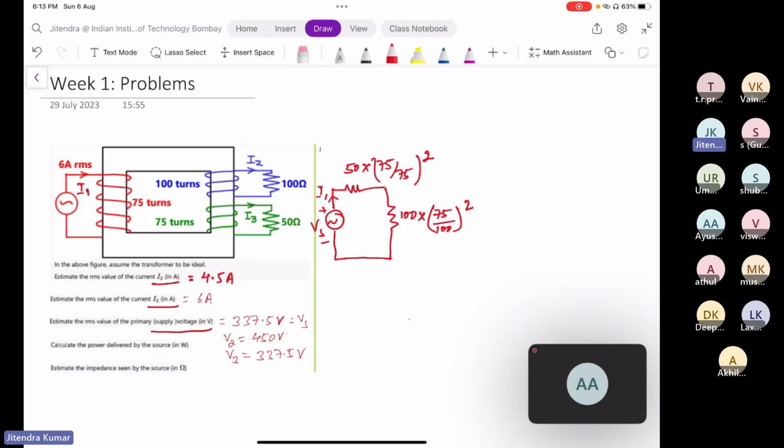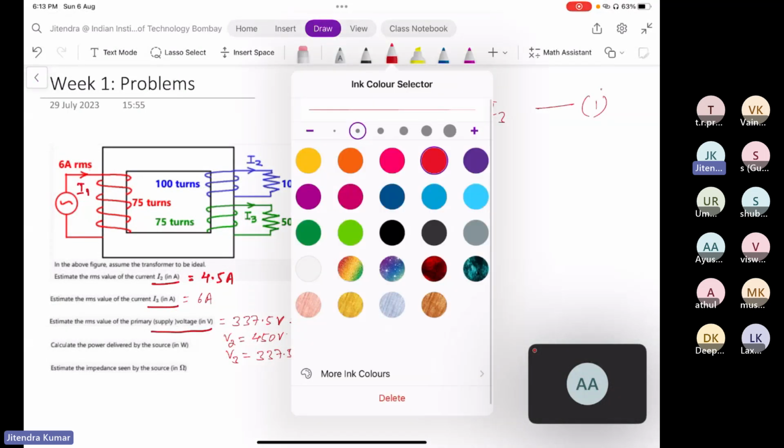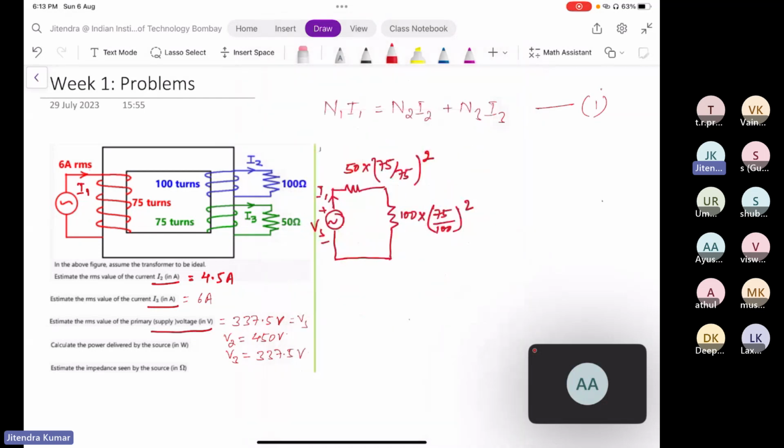In the last lecture also I gave a hint for the problem which was given in the current week assignment. So let me deal with that equation. First equation I can write N1 I1 is equal to N2 I2 plus N3 I3. I hope no one has any objection with this expression. Now I1 we know, N2 we know, N3 we know. We don't know I2 and I3.